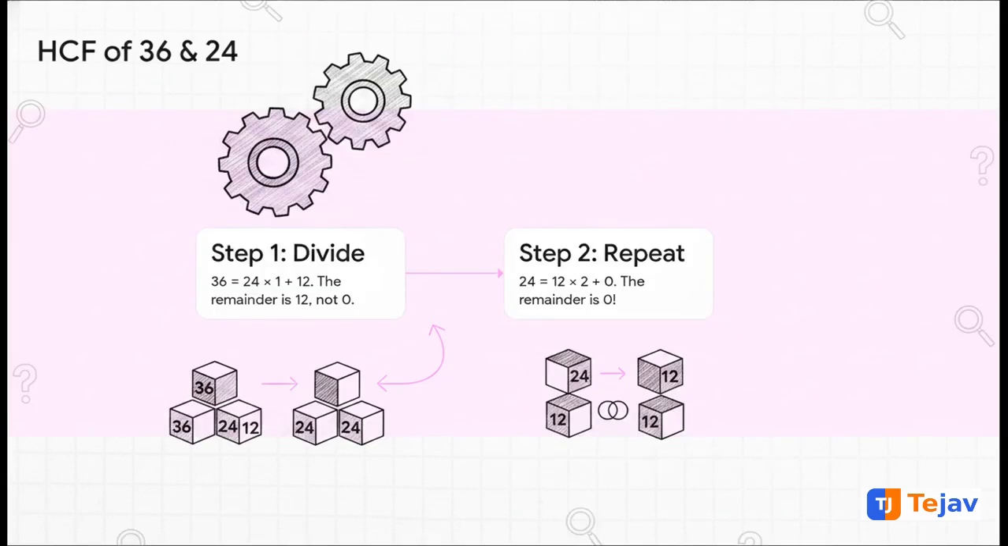So, step 1, we use our lemma. We divide the bigger number, 36, by the smaller one, 24. That goes in 1 time with a remainder of 12. Okay, our remainder isn't 0 yet, so we're not finished. And here comes the genius part. For step 2, we just repeat the process, but our new dividend is the old divisor, 24, and our new divisor is the old remainder, 12. So we divide 24 by 12, and what do we get? It goes in perfectly 2 times with a remainder of 0.